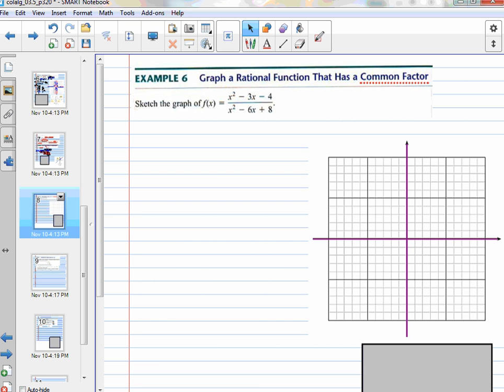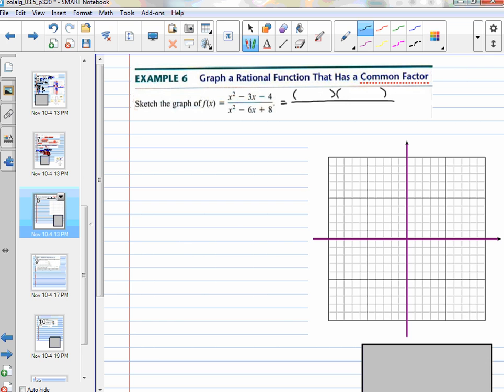Now, we need to look at what happens when there's actually a common factor on the top and bottom, and we could cancel and reduce it. Well, let's first get this factored so we can see what the common factor is. X times x. What numbers do I need to get that? Negative 4, plus 1. Down here, x times x. Negative 4, negative 2. I've got a common factor right here, don't I?